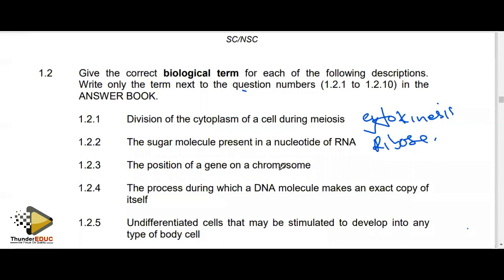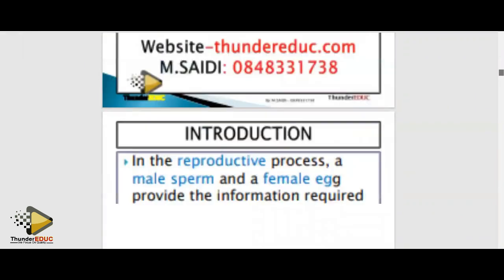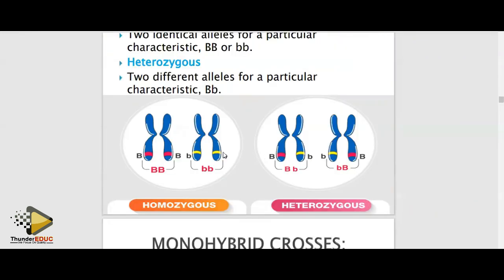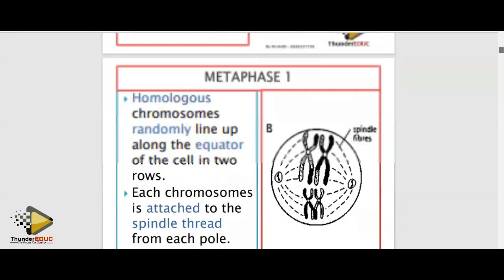The position of the gene on a chromosome is called the locus. So where do we find this in our book? We'll find it at the beginning of genetics, the position of the gene on the chromosome. So basically, this is what we call the locus. And also here, you see that these are positions of genes. So each individual position is called a locus, and if there are many, we call them loci.